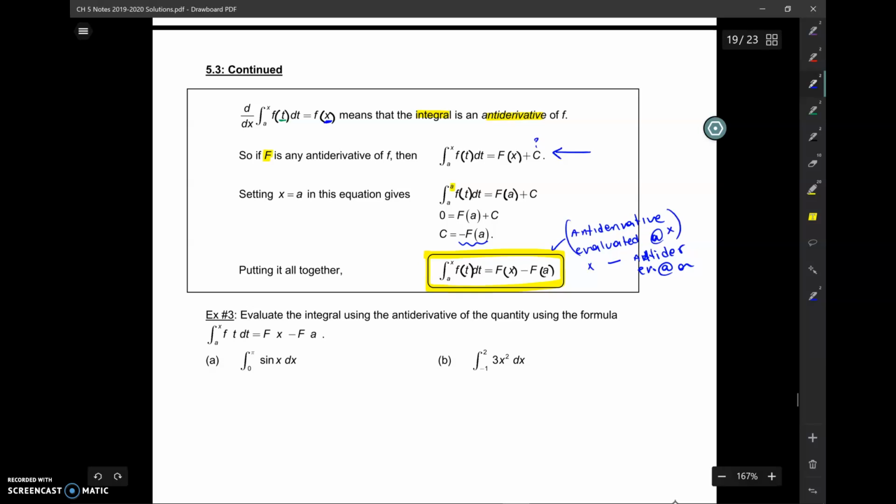Here, I can do it this way. Minus this, okay? So that's how we do a definite integral.